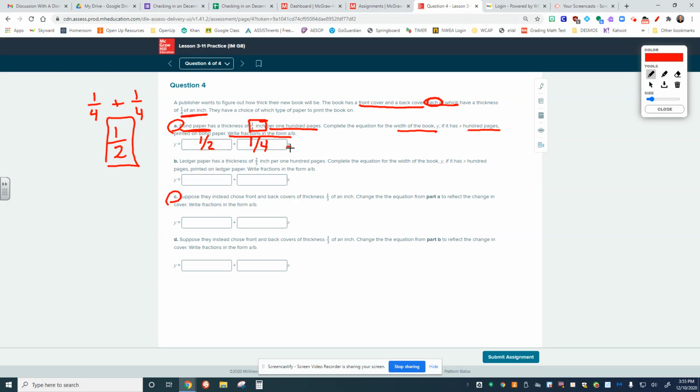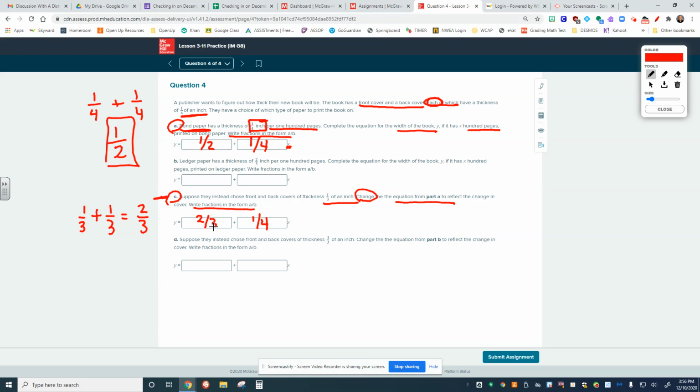There we go. Suppose that they instead choose front and back covers with a thickness of 1/3 of an inch. Change the equation from part A to reflect the change in the covers. Write the fractions in the form a over b. Well, what changed? The thickness of the paper didn't change because we're using the exact same paper, but the covers did change. 1/3 for the front, 1/3 for the back means 2/3 of an inch just for the covers.